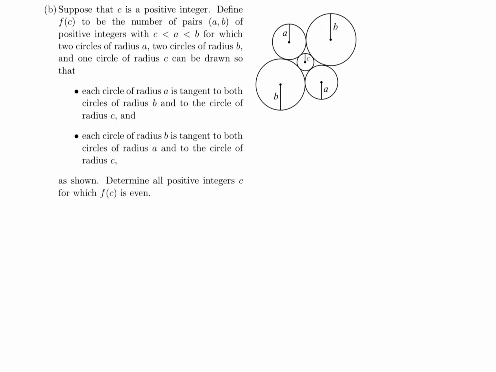Suppose that c is a positive integer. Define f at c to be the number of pairs ab of positive integers with c less than a less than b, for which 2 circles of radius a, 2 circles of radius b, and 1 circle of radius c can be drawn so that each circle of radius a is tangent to both circles of radius b and to the circle of radius c, and each circle of radius b is tangent to both circles of radius a and to the circle of radius c, as shown. Determine all positive integers c for which f at c is even.